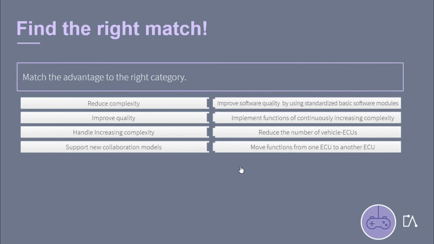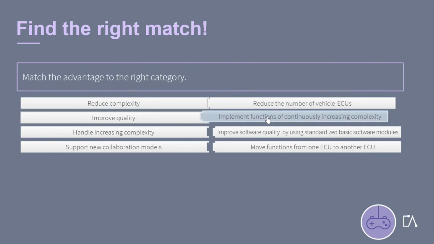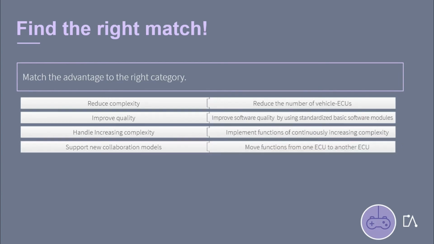Match the advantage to the right category. Reduce complexity, reduce the number of vehicle ECUs. Improve quality, improve software quality by using standardized basic software modules. Handle increasing complexity, implement functions of continuously increasing complexity. Support new collaboration models, move functions from one ECU to another ECU.